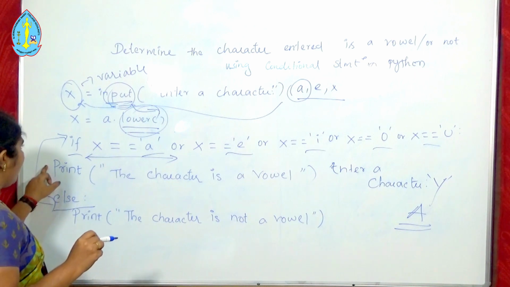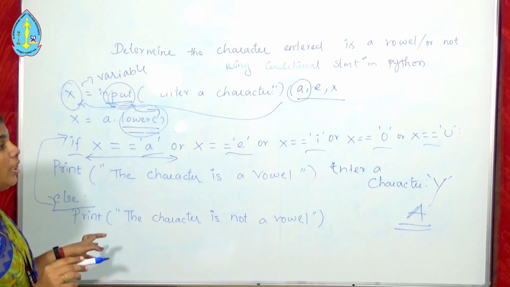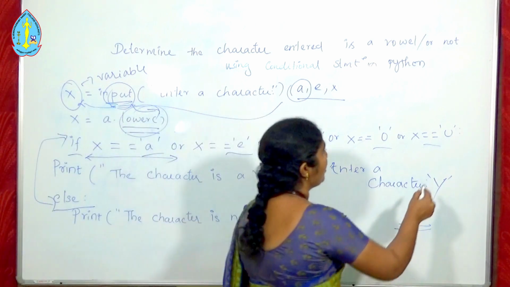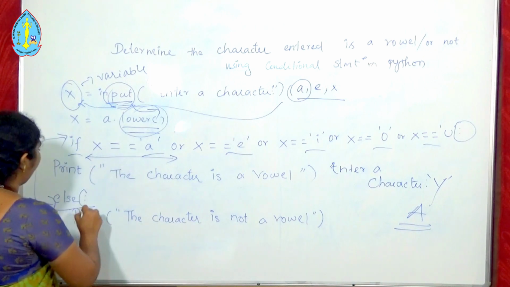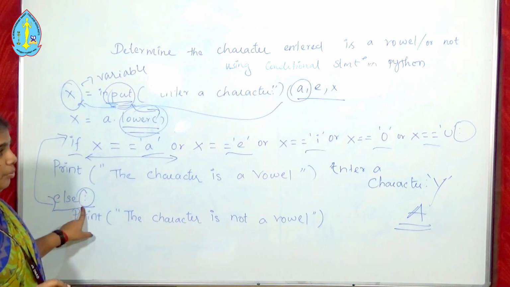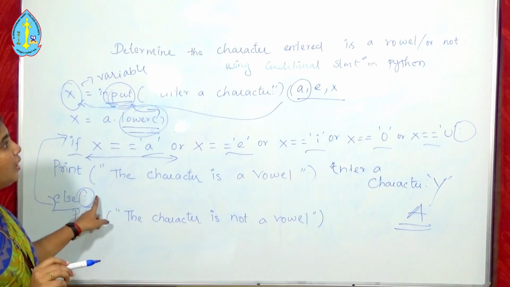For example, in C and C++, in the if and else condition, there is no semicolon or colon after the end of the statement. But in Python, we give a colon in the if and else at the end of the statement. This is the major difference between C, C++ and Python in using conditional statements.